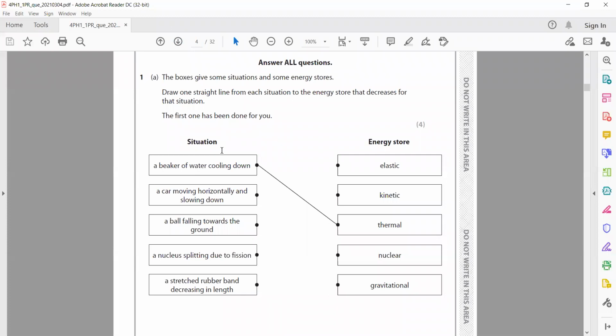So a car moving horizontally and slowing down. Which form of energy is decreasing for the car? For a moving object, they have kinetic energy. A ball falling towards the ground, so the gravitational potential energy. A nucleus splitting in a fission, so that's nuclear energy. And a stretched rubber band will have elastic strain energy.